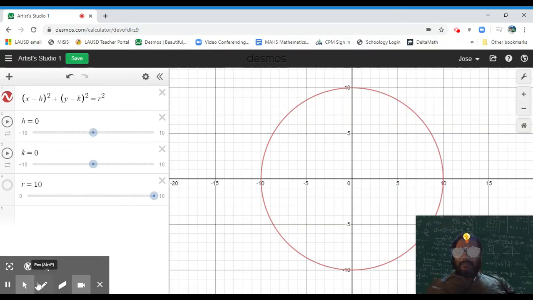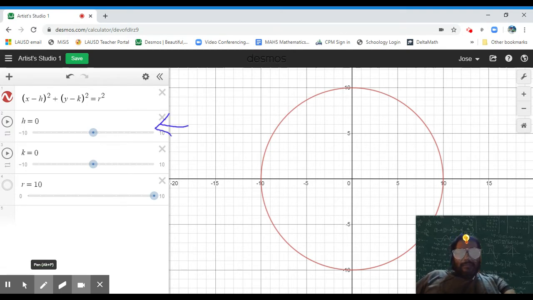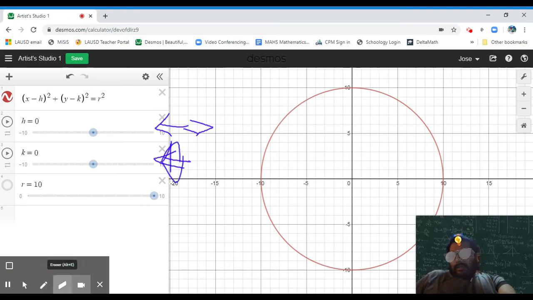Hi guys, so we're going to look at what we've learned from this last video about how the H and the K and R are affecting the circle, right? So one thing that I want to mention is H is telling us whether the circle goes left and right, right? And then K is telling us if it's going up and down, okay? Let me write that a little bit better. So it's telling us if we're going to go up or down.